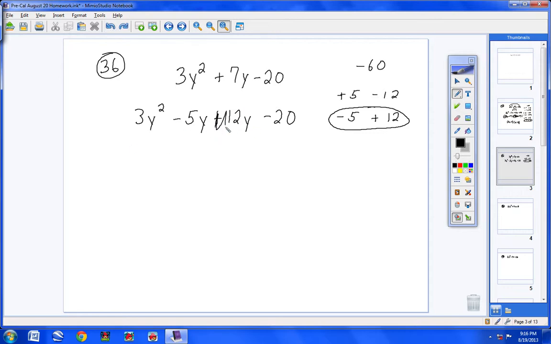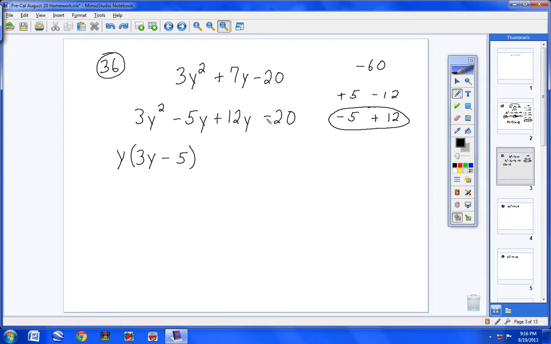So I'm going to look at my first two terms right over here. I know of no number that goes into 3 and 5 evenly, but I notice both of these terms have at least one y, so I can pull one y out. And here I would put 3y because y times 3y is 3y squared. Over here I will put a negative 5 because y times negative 5 is negative 5y.